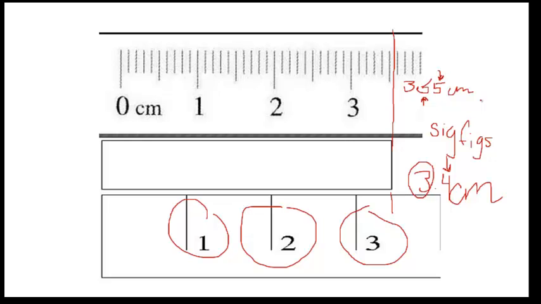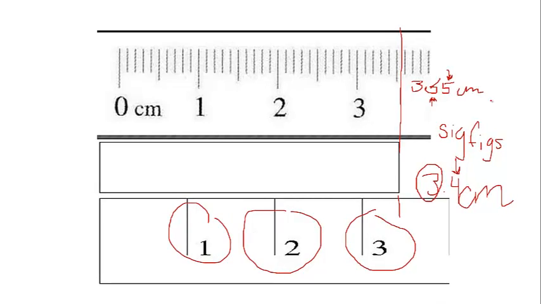So another way to think about this is that you have to include one digit past the smallest marking on a ruler. So if the smallest marking on your ruler is the millimeter, then you need to include 2 decimal places.